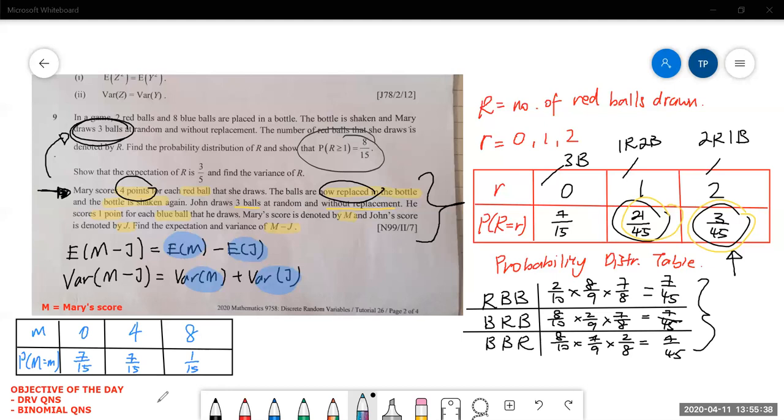Are you okay? 21/45 is 7/15, right? Yeah. Then now we have to draw another table for John's score. J equals John's score. So John's score can be 0 blue balls, 1 blue ball, and 2 blue balls again, right?